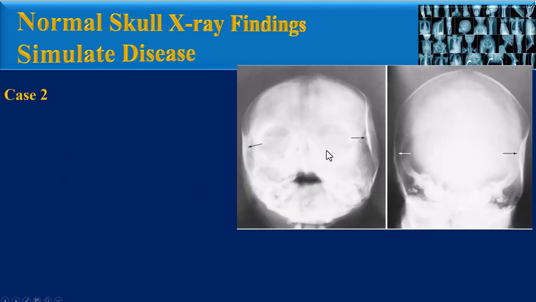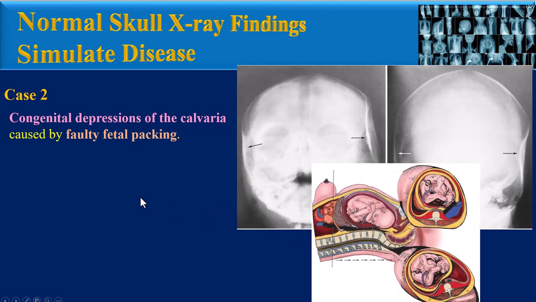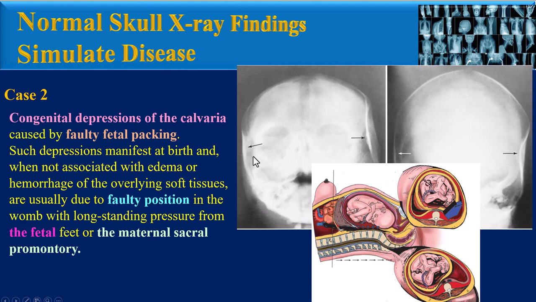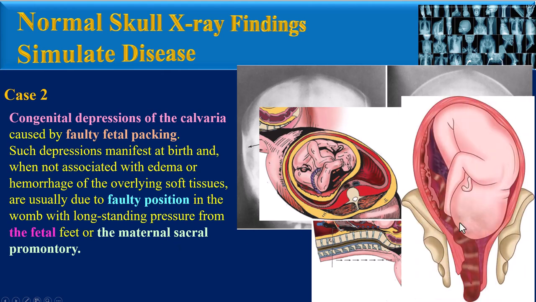Case 2. These images are related to a neonate. As you can see, it seems there are depression fractures in the temporal bones, but really it's congenital depression of the calvaria caused by faulty fetal packing. Such depressions manifest at birth and, when not associated with edema or hemorrhage of the overlying soft tissues, are usually due to faulty position in the womb, with long-standing pressure from the fetal feet or the maternal sacral promontory.